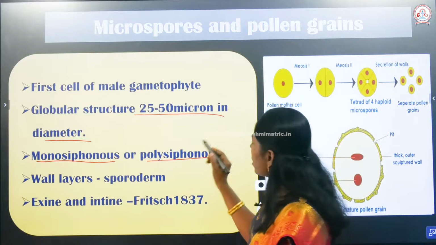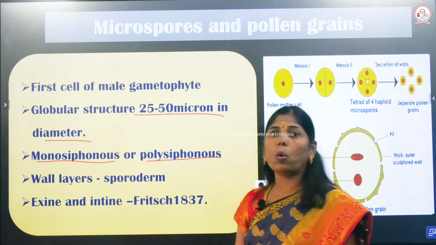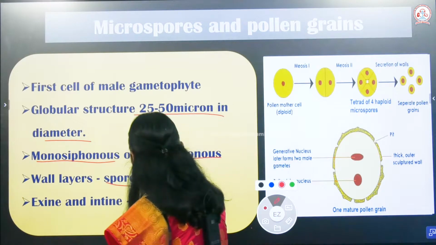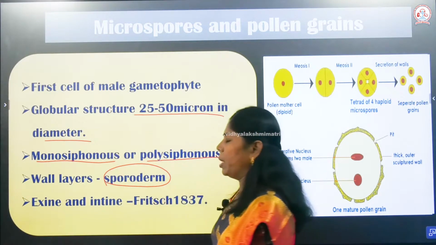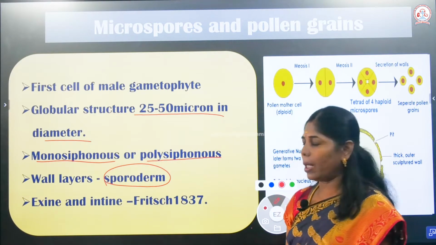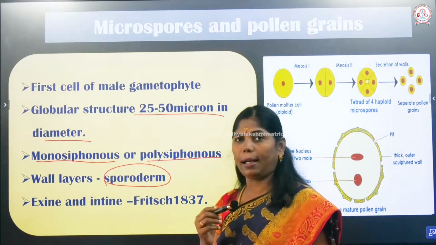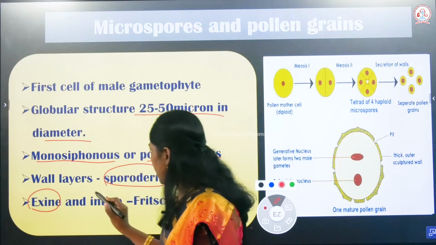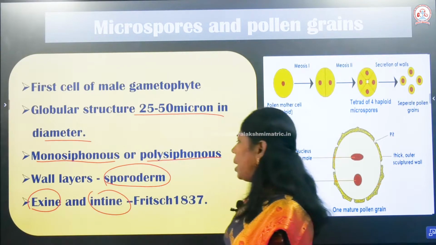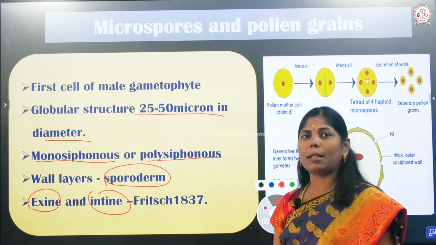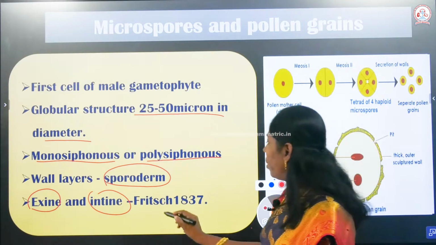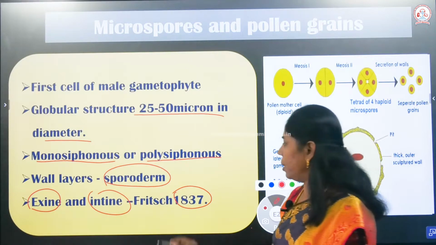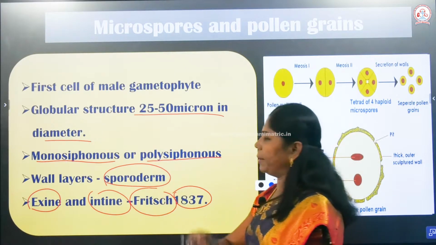The microspores are covered by a wall layer known as the sporoderm. It consists of two layers: one is the outer layer, another is the inner layer. The outer layer is called the exine and the inner layer is called the intine. The terms exine and intine were coined by Fritsch in 1837.